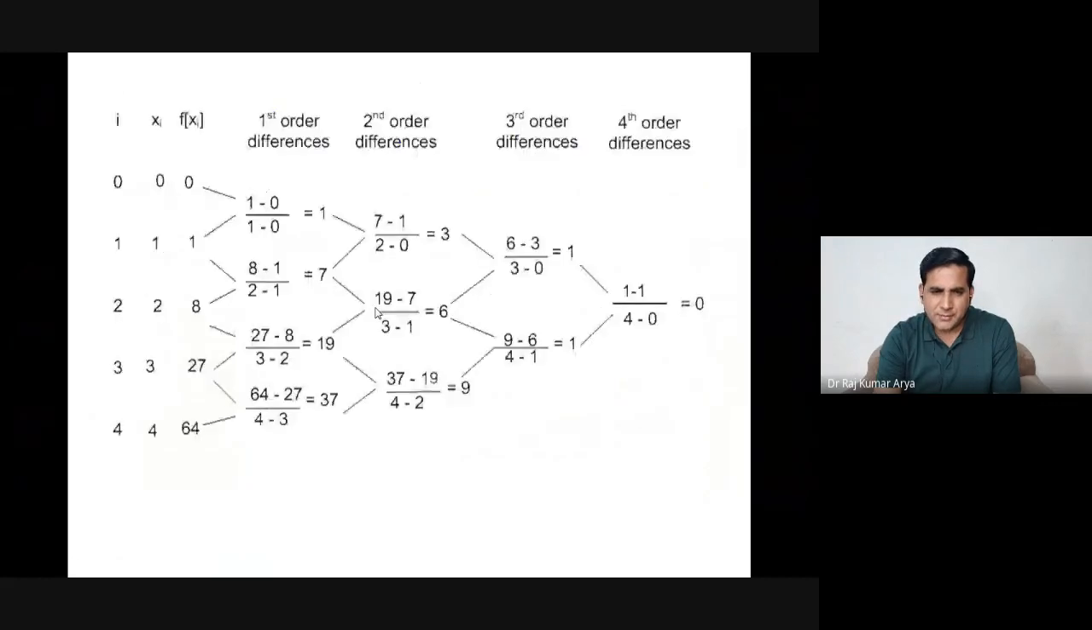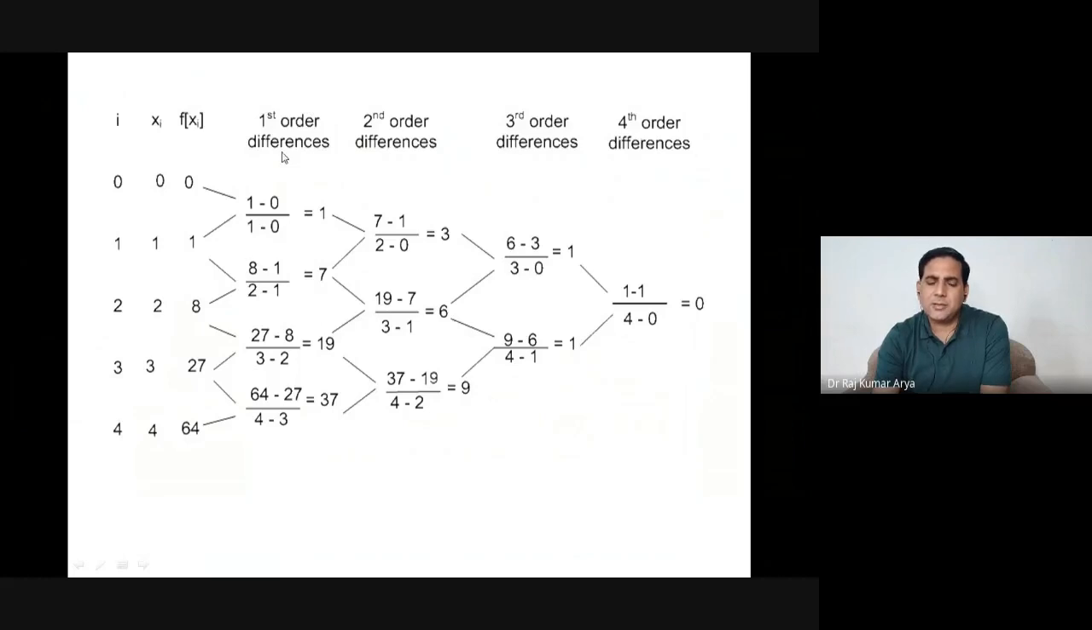So what you have here, let's say this is your example. These are your total number of data points: 0, 1, 2, 3, and 4. Values of x are 0, 1, 2, 3, and 4. Corresponding function values are 0, 1, 8, 27, 64.